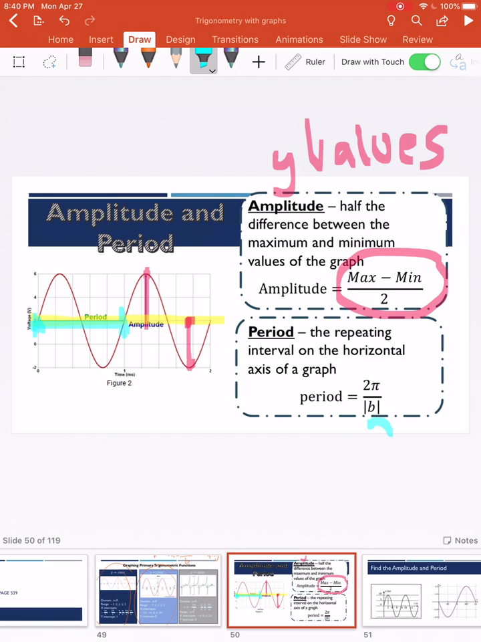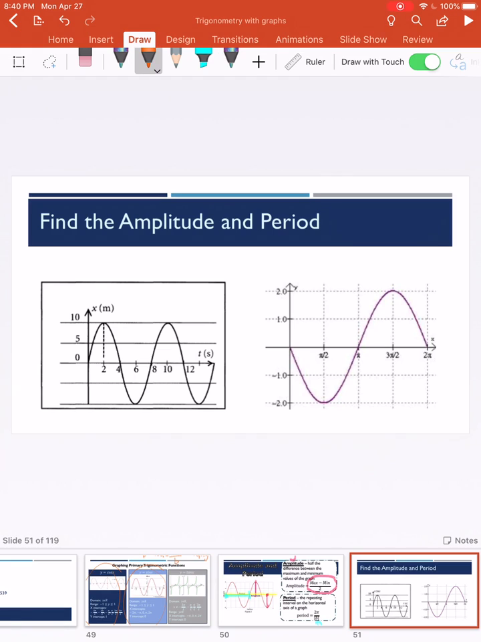The b value, you'll see absolute values. You always use a positive b because, once again, period represents a distance on the x-axis this time. So you're not going to have a negative period on any of your graphs. So you'll always use a positive. Okay, so let's actually look at some examples.